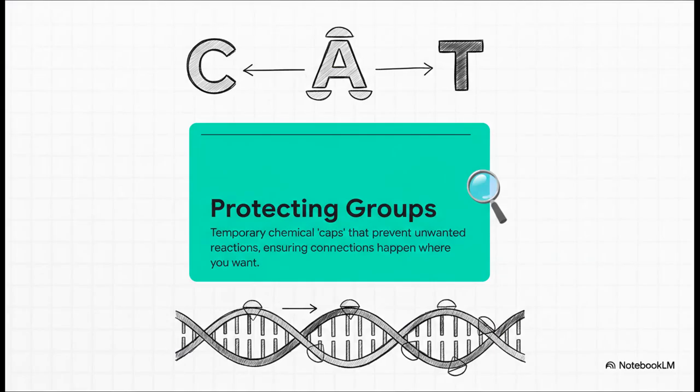Think of it like this. If you want to write the word cat, you need to add the C, then the A, then the T, in that order. Protecting groups are like putting a temporary cap on the top and bottom of the letter A. That way it can only connect to the C on one side and wait for the T on the other. It's all about forcing the chemistry to happen in a nice, orderly line.